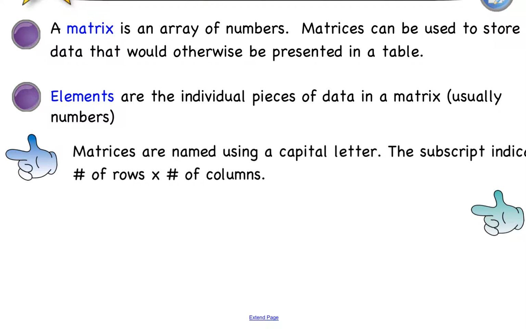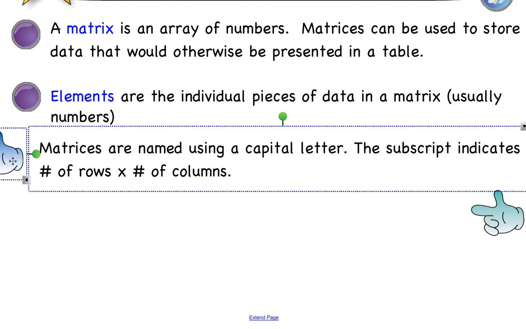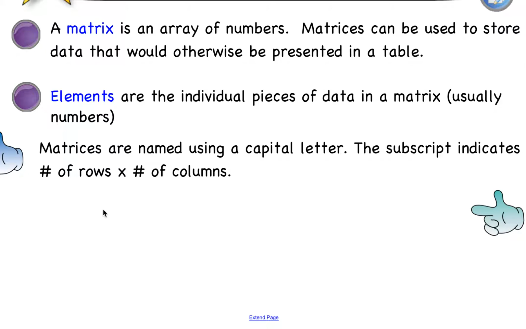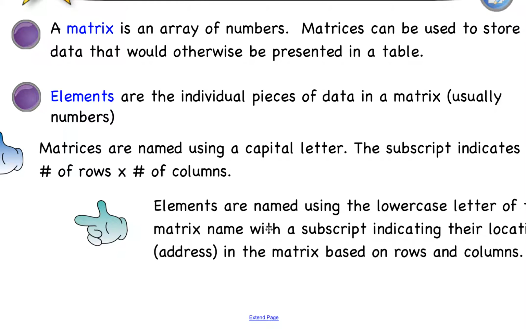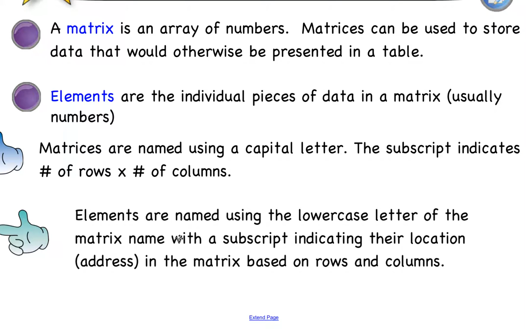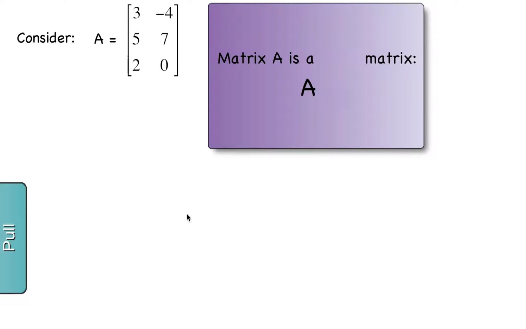Matrices are named using a capital letter, and there is also a subscript that indicates the number of rows and columns, and the rows are always first and the columns are always last. So we name the elements using lowercase letters, and they also have a subscript that identifies their location, again, it's row by column. So let's go ahead and get into some of this.